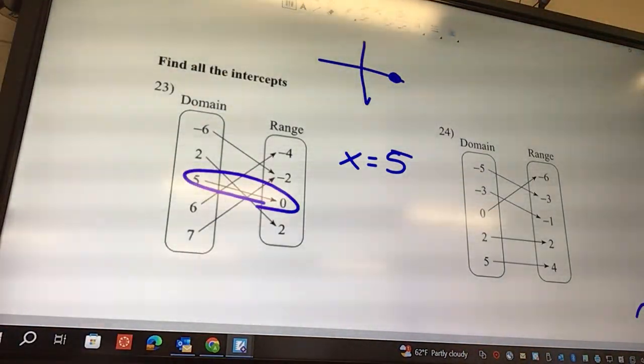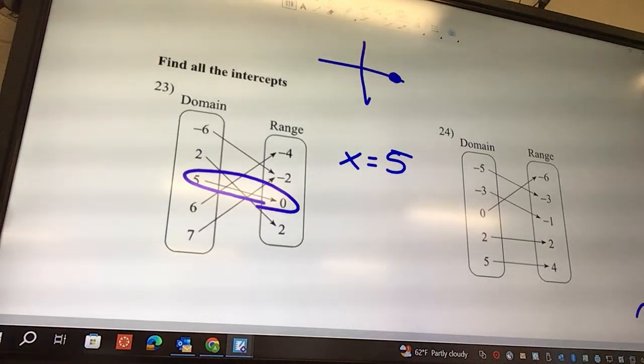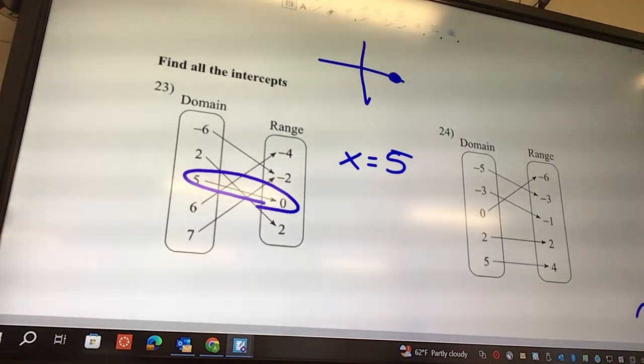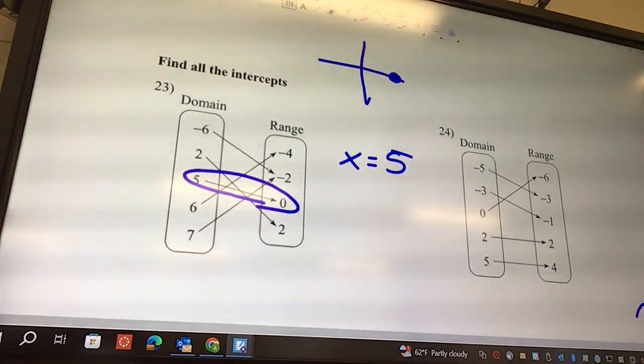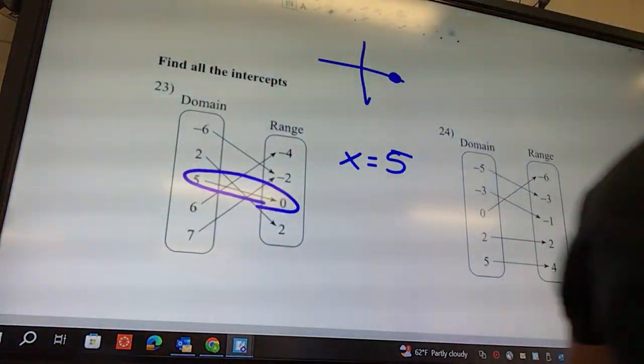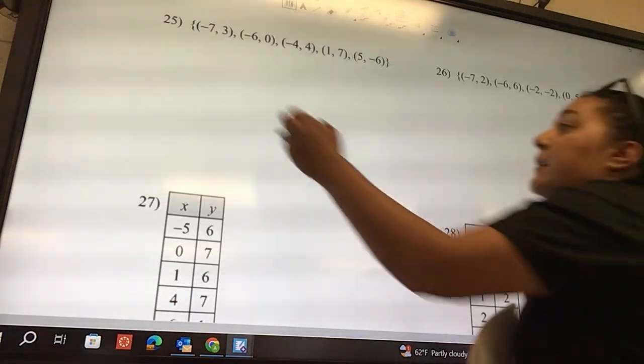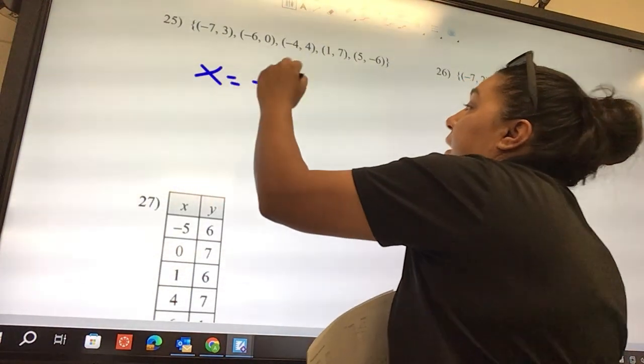Okay, so if we look at 25, again, we're looking for a 0. Is there any? Yes, a negative 6, 0. So is that going to be an x or a y intercept? That's going to be an x-intercept. So it's going to be x, and that's negative 6.